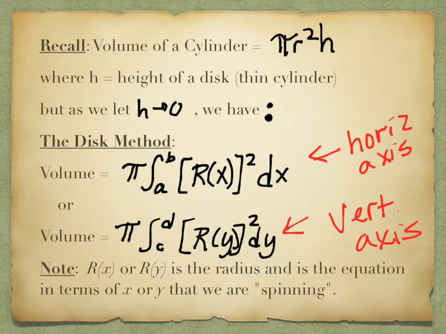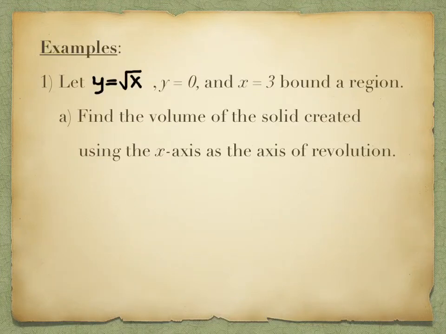R of x or r of y, like we've said, is the radius, and the equation is in terms of x or y that we are spinning. So we're rotating or spinning this object around an axis, okay? Now, we're going to do an example.